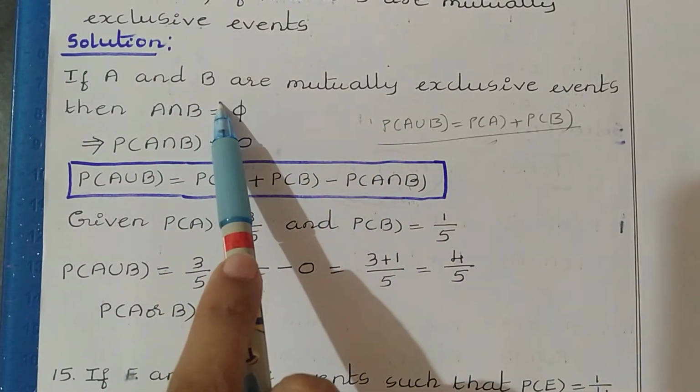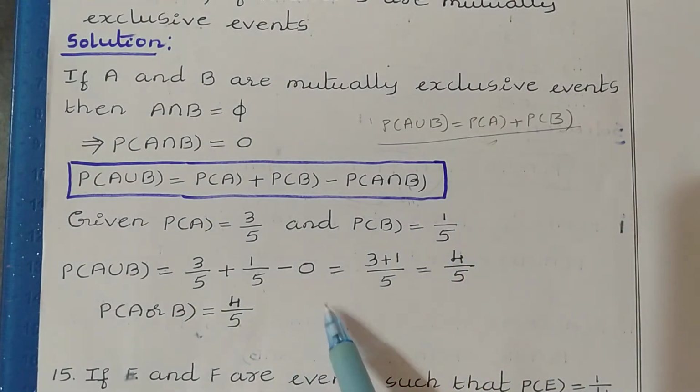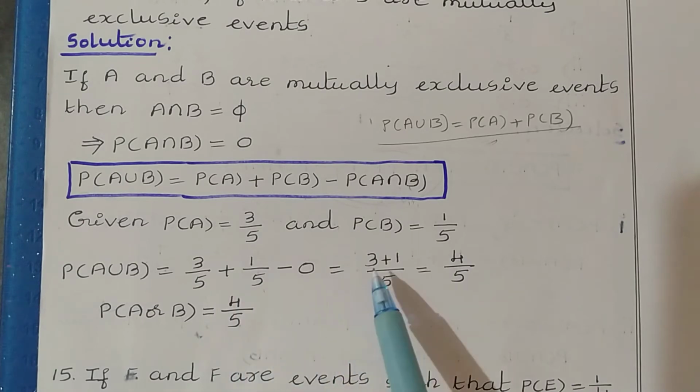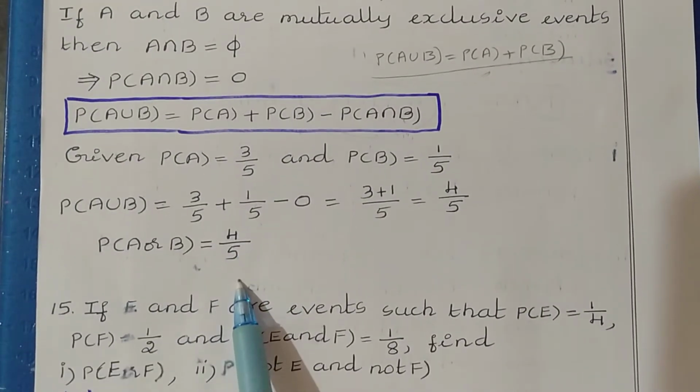As they have given here A and B are mutually exclusive, so directly you can write this formula and you can solve. Minus 0. So here we get 3 plus 1 by 5. So 4 by 5. So probability of A or B is equal to 4 by 5.